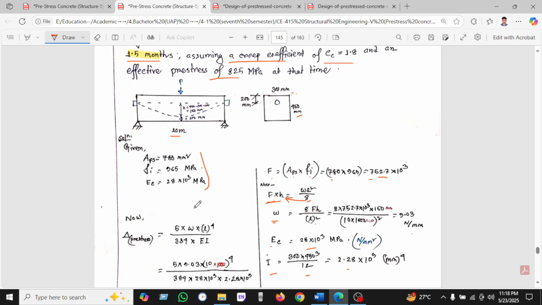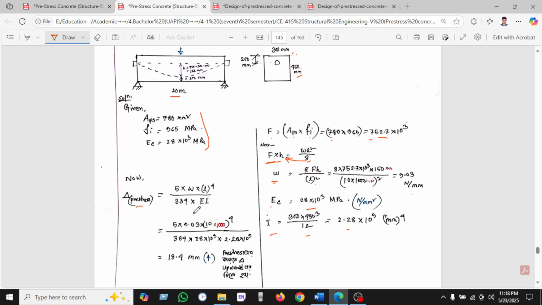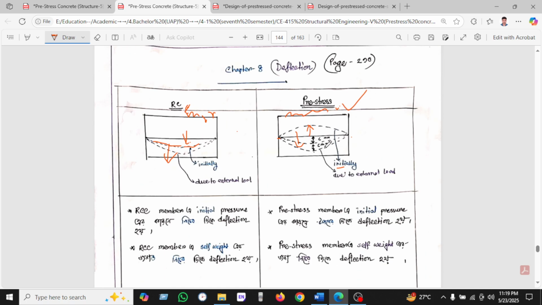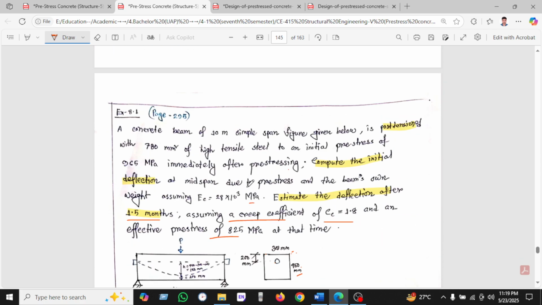As this information is given, now we can use the deflection of prestress, 5 W L to the power 4 divided by 384 EI. After calculating, we found the result in meters, and we convert it into millimeters, as the other dimensions are in MPa or Newton per millimeter, and we found the prestress deflection is 18.4 millimeters. So remember, this deflection is upward, as we have seen previously; the deflection due to prestress is upward.